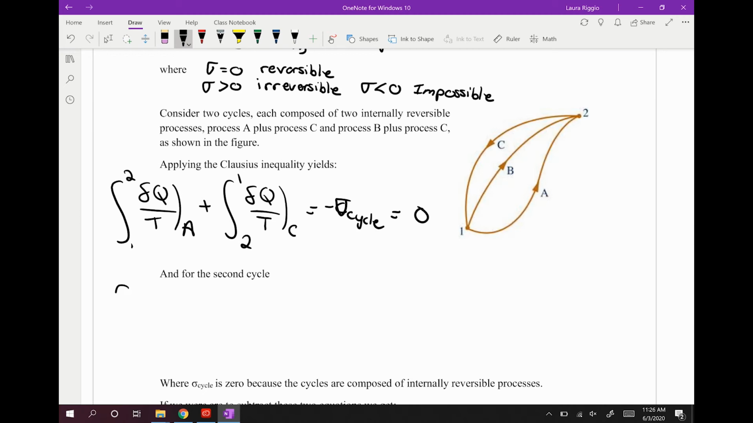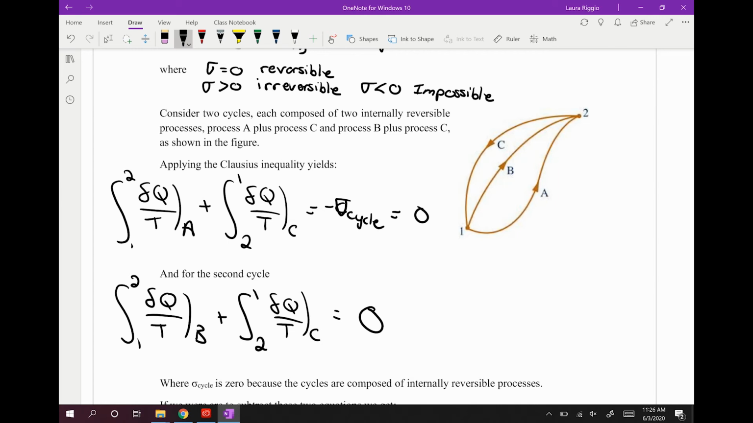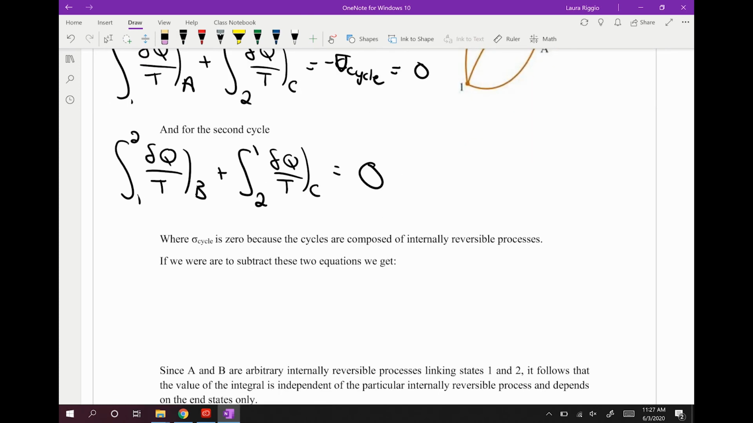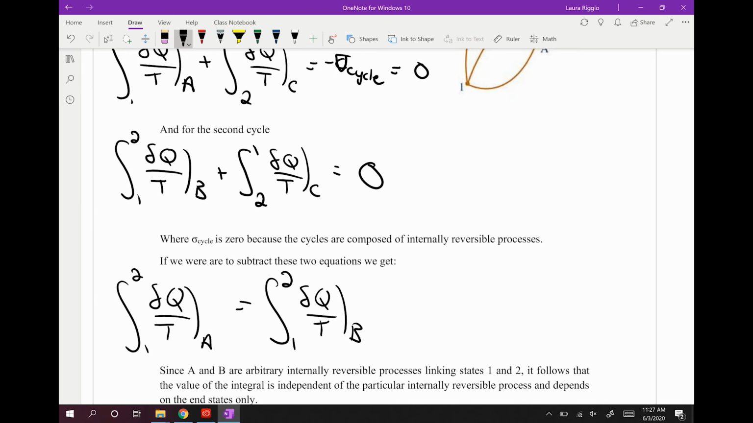For the second cycle, I would have the integral from 1 to 2 of dq over T for B, plus again the integral from 2 to 1 of dq over T for C, also equal to 0. Again, sigma cycle is 0 because the cycles are composed of internally reversible processes. If we subtract these two equations, we get the integral from 1 to 2 of our heat transfer at the boundary for A is equal to the heat transfer at the boundary for B.